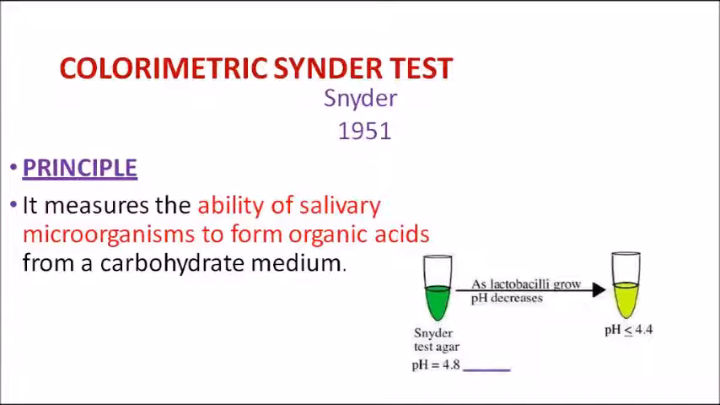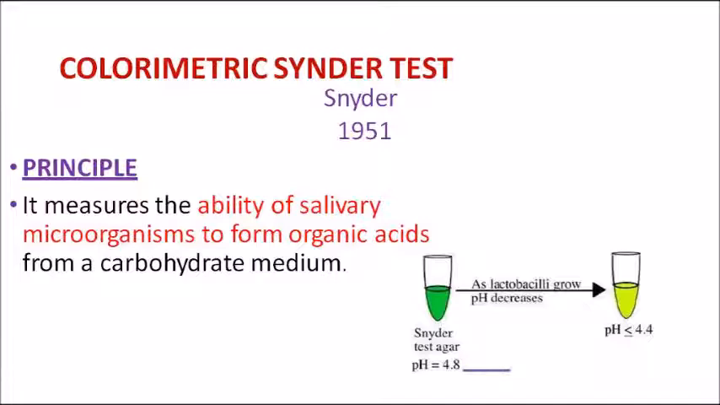As the name suggests, the principle is that it measures the ability of the salivary microorganisms to form organic acids. So what does it measure? It measures the ability of the microorganisms to form organic acids from a carbohydrate medium. The Snyder test agar medium is green in color and has a pH of 4.8. So when the lactobacillus organisms grow, the pH decreases and the color changes to yellow. So that is the color change.